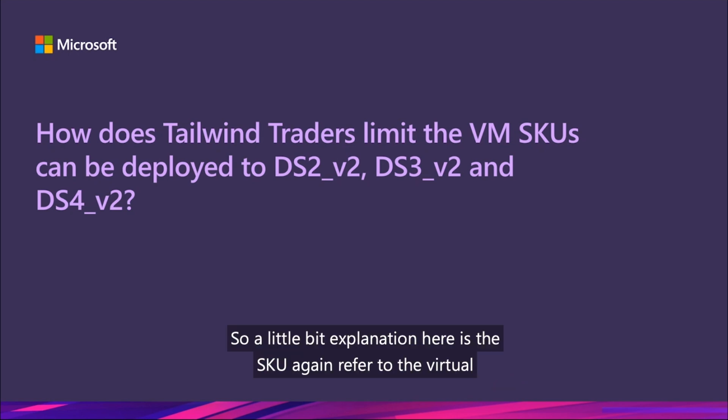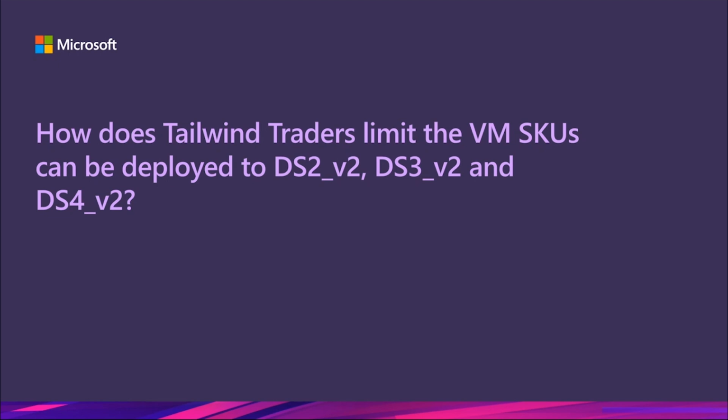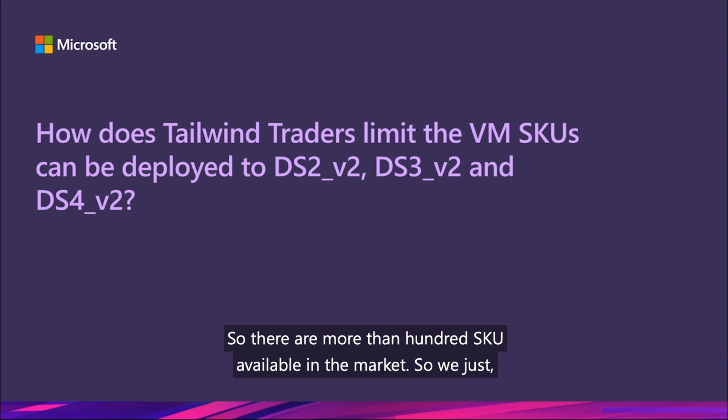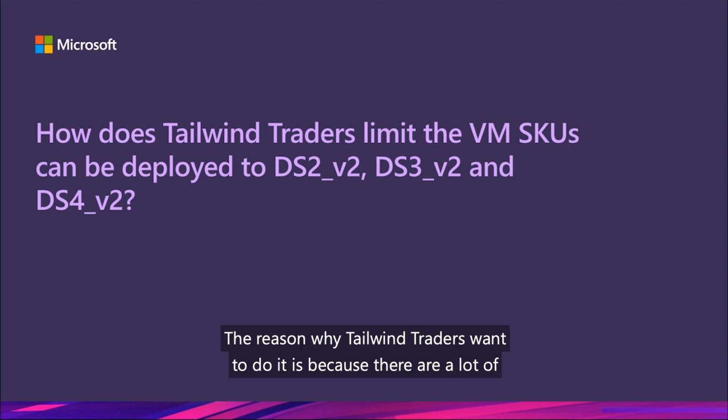A little bit of explanation here: the SKU again refers to the virtual machine specification, including type and also the size of the virtual machine. And DS2 v2, DS3 v2, and DS4 v2 are some examples of the SKU available on the cloud. Okay, so there are more than 100 SKUs available in the market. So we just pick these three as an example. In this case, we just want to limit them.